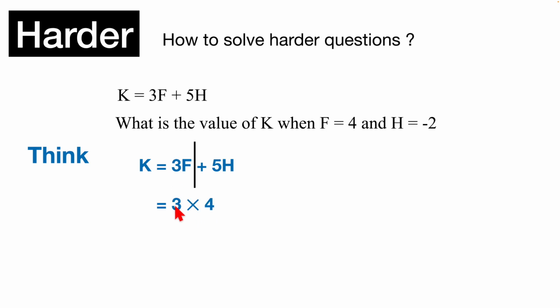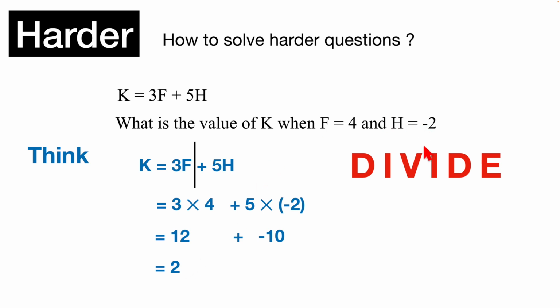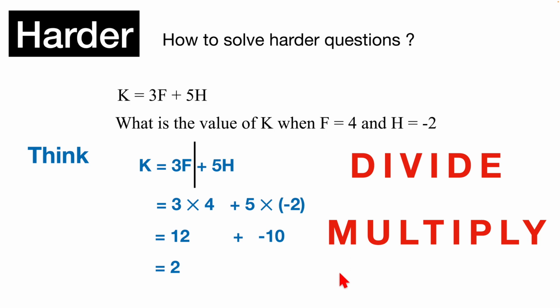So we know to multiply, so it's 3 times 4 because f is 4. And we know to multiply here, so we're adding 5 times minus 2. Minus 2 is kept in the brackets to keep things, well, it's never easy, but keeps things a little easier. 3 times 4 is 12. 5 times minus 2 is minus 10, plus minus 10. So that's 12 minus 10 is 2. So what did we do here? We divided the question into easy bits, and then we multiplied. Divide and multiply. That is how you do difficult questions.